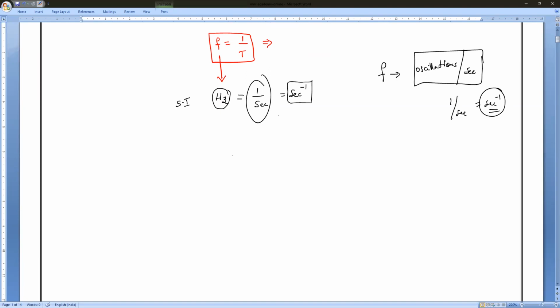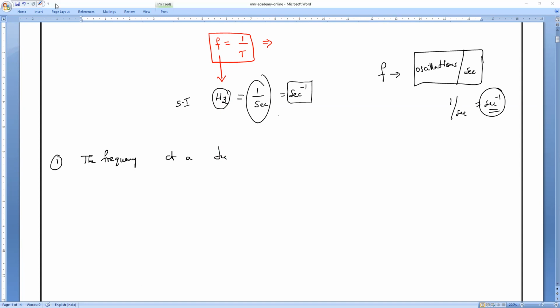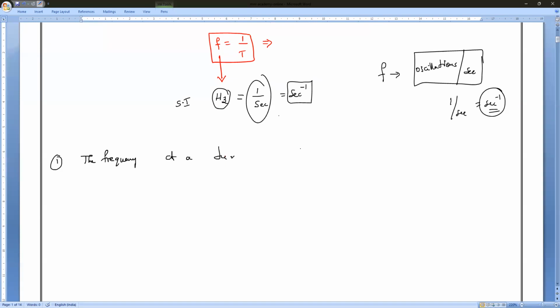Yes. So write the first question now, all of you. The frequency of a tuning fork is 480 hertz. What is the time period?